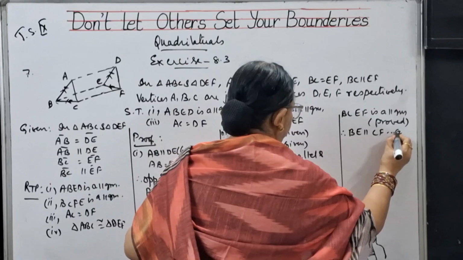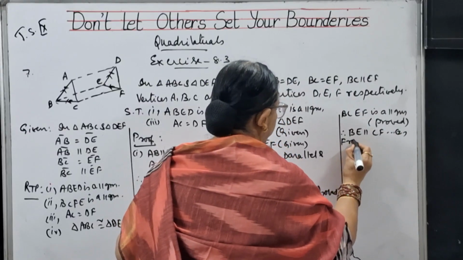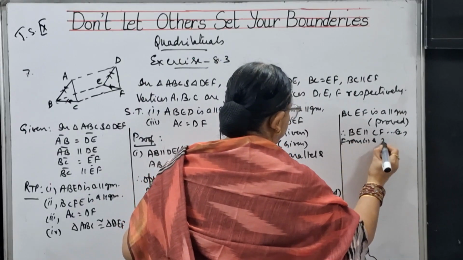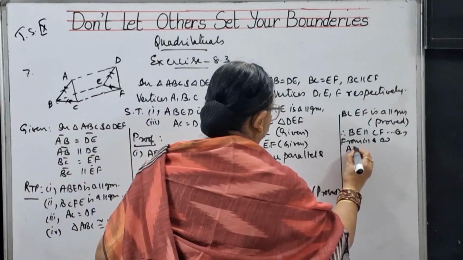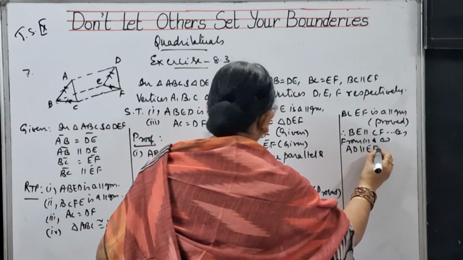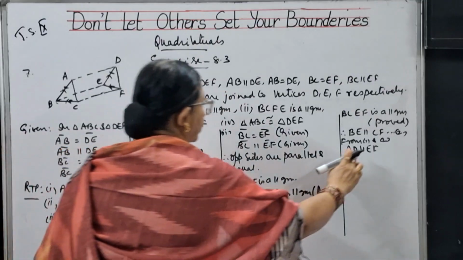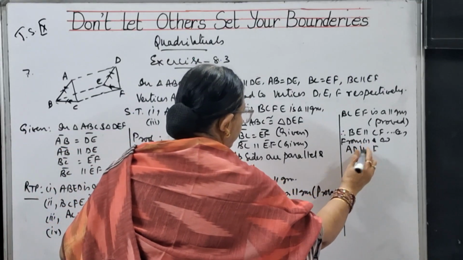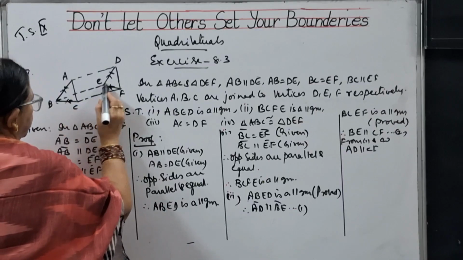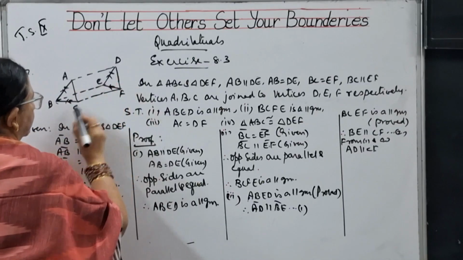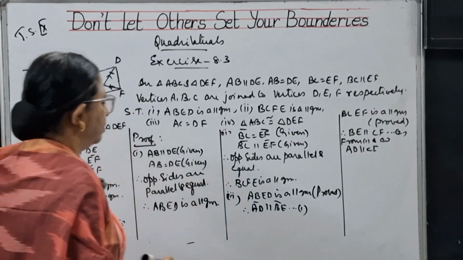This is the second one. So, from 1 and 2, what can we say? See children, AD is parallel to BE, and BE is parallel to CF. So, AD is parallel to CF.